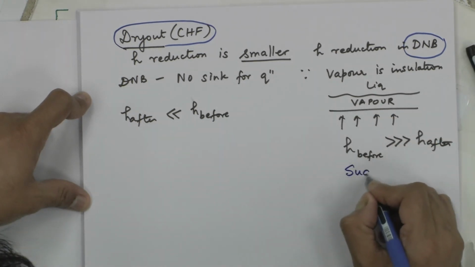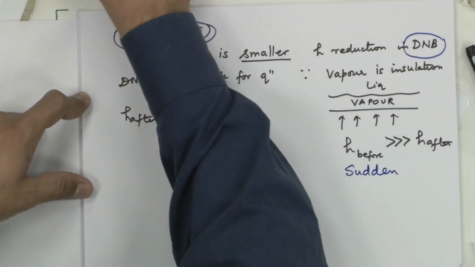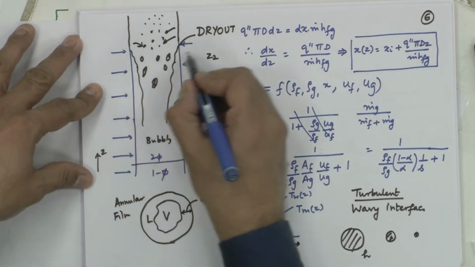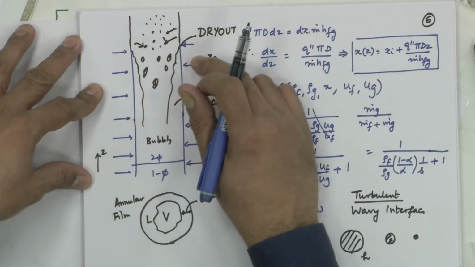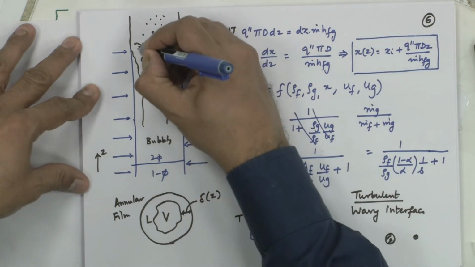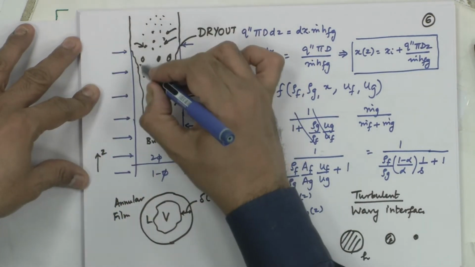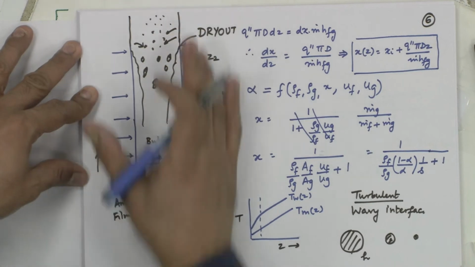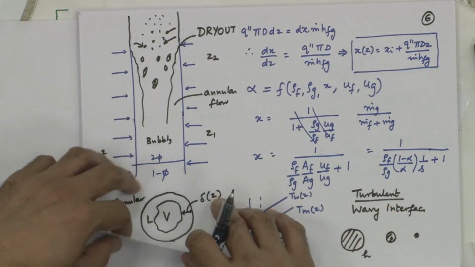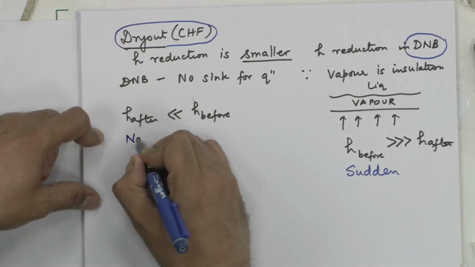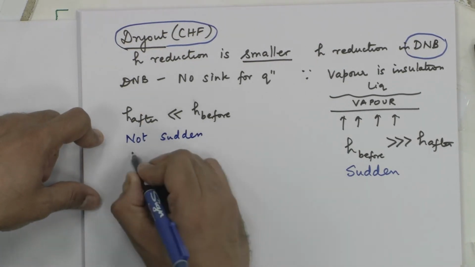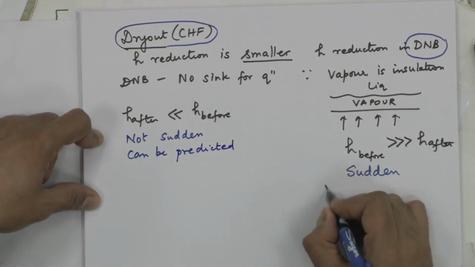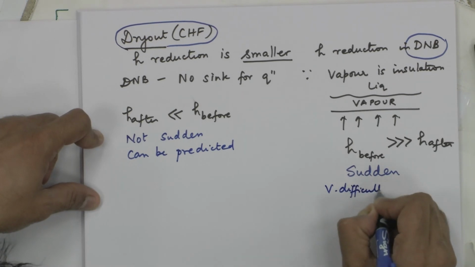This is very sudden, it can happen momentarily, whereas here you get enough time to take corrective action. You know that somewhere here is going to have dry out happening. So, if you reduce the heat flux, you may prolong the location of dry out, or you may extend the location of the dry out almost to the end of the pipe. You may prolong the two phase region to the end of the pipe. So, this comes with a lot of warning. Dry out is not sudden, can be predicted. This is sudden, very difficult to predict.